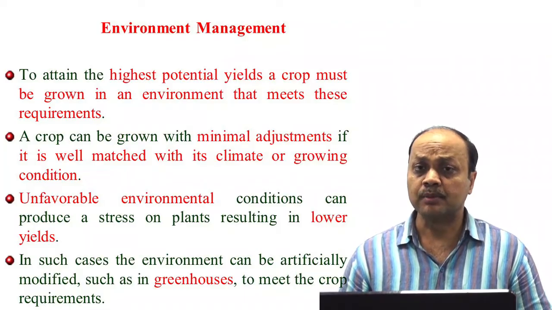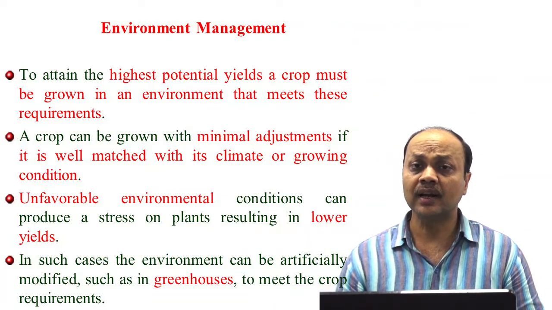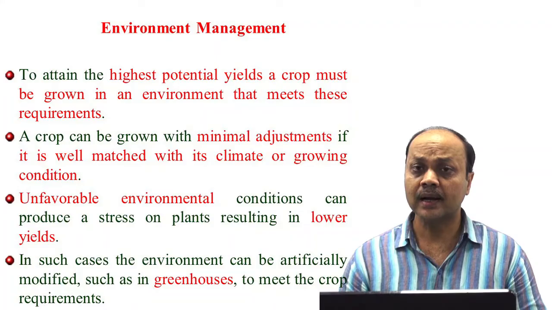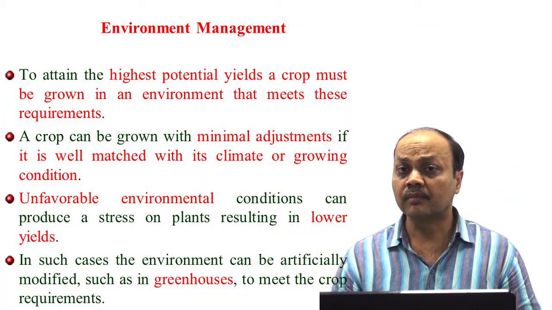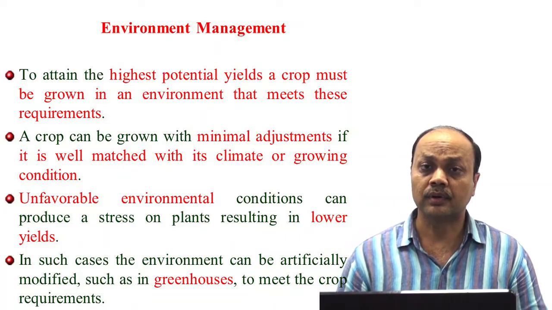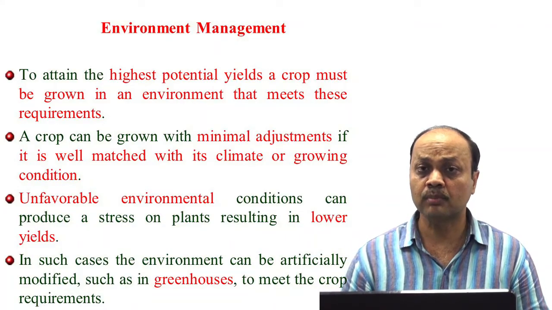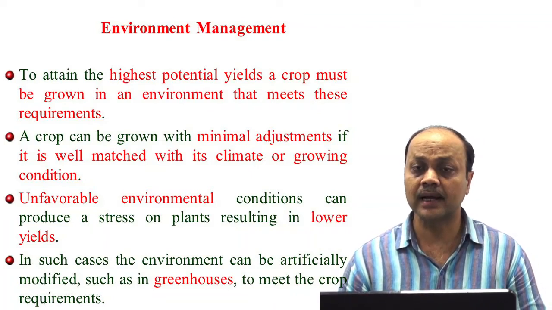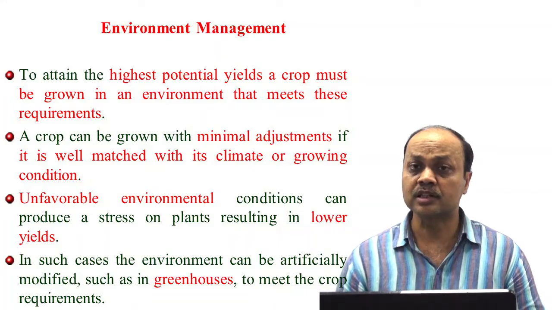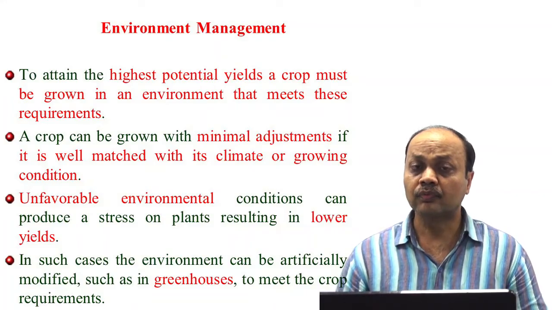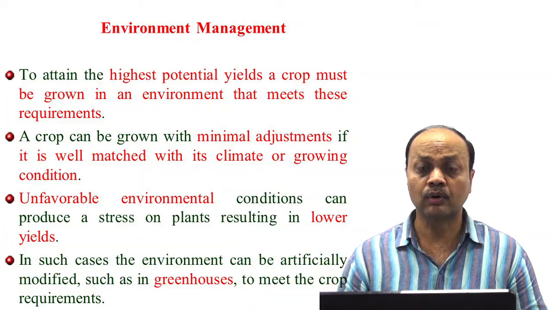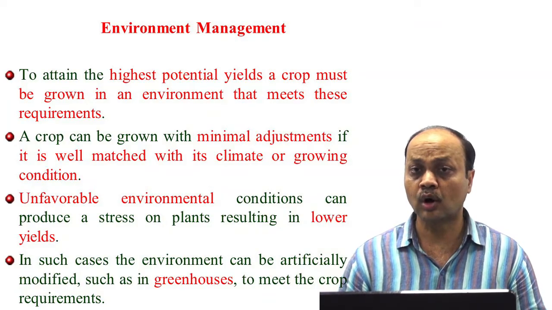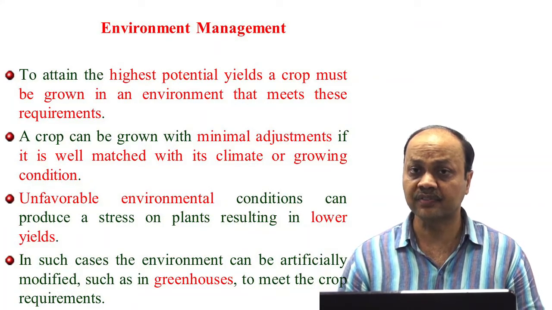What is environment management? You know very well that each crop requires a different environment condition. The environment condition means temperature, mainly soil and air temperature, then light. In light, we talk about the spectrum, duration of light, and light intensity, then relative humidity. So for successfully cultivating any crop, the environment requirement is very different.